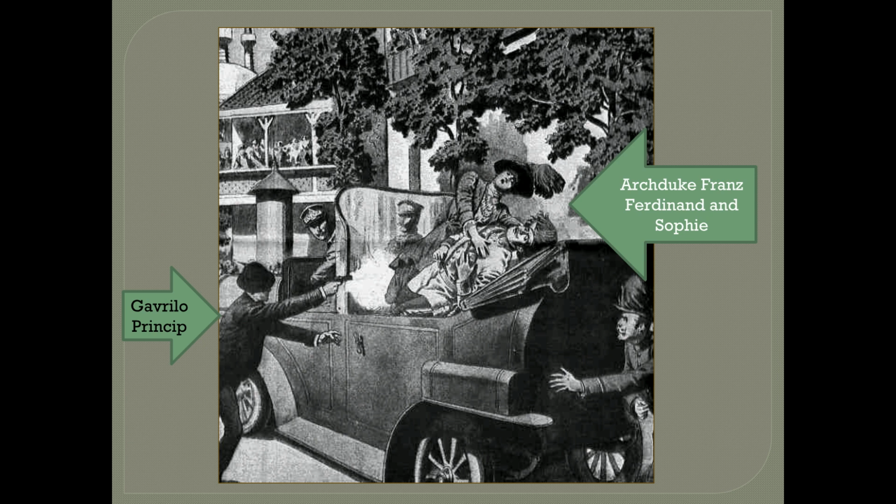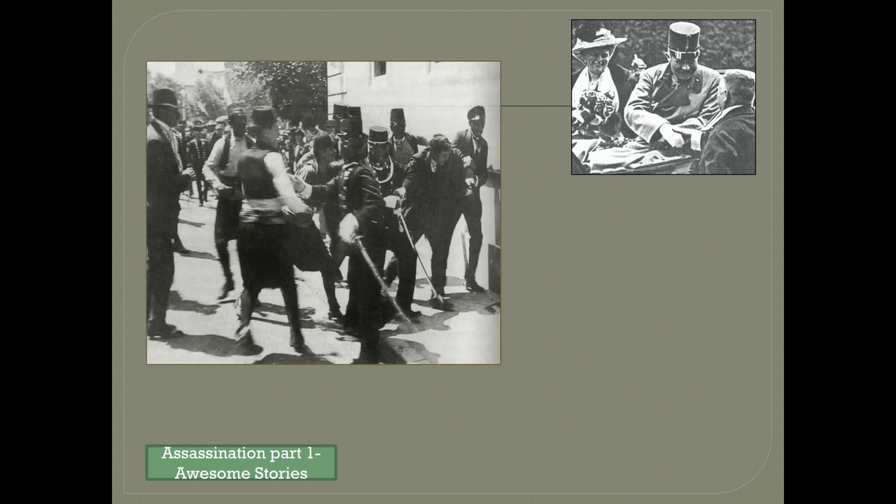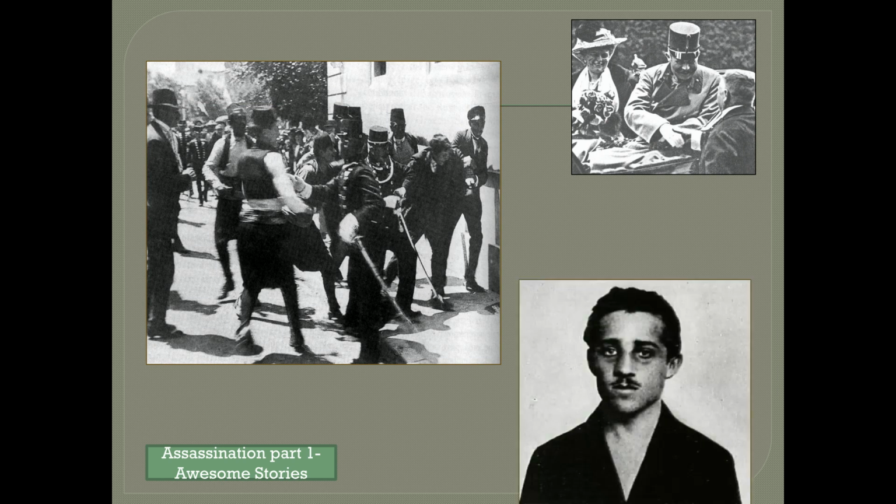Again, here's a picture that shows Gavrilo Princip shooting the Archduke and his wife Sophie, falling over her husband's body, which you can see here in this picture. More actual pictures. There's a picture of Gavrilo Princip being subdued. And then, of course, in the upper right-hand corner, you can see a picture of the Archduke and his wife, Sophie, on that trip into Sarajevo. Again, the bottom right-hand picture is of Gavrilo Princip.